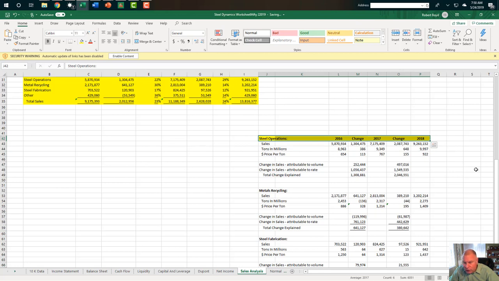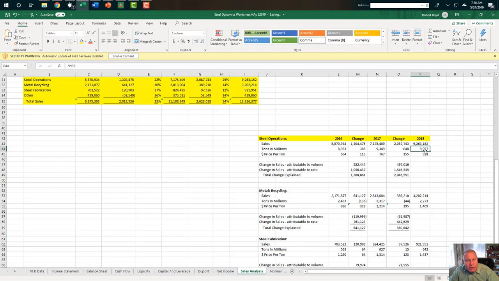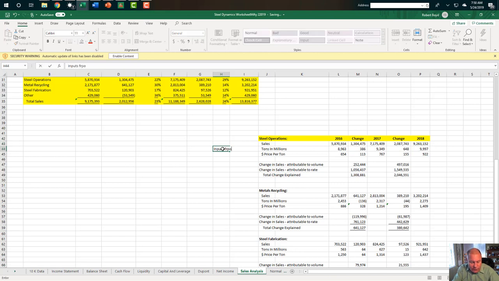So if you're paying attention, these numbers all came over here, and then tons in millions, which I found in the 10K, I put them in, and then I knew that. So all of these are inputs, okay? These 3 inputs from the 10K, that's from above, inputs from the 10K. So this is the basic data.